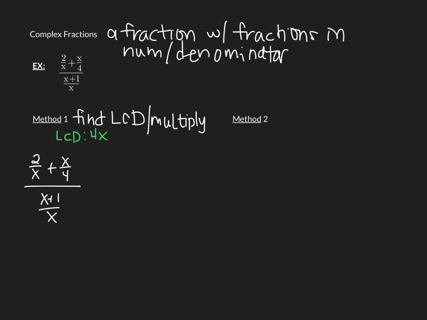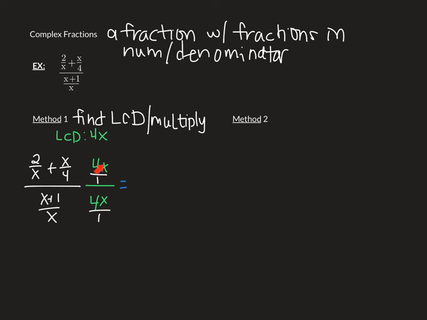Over x. Okay, and we're going to multiply both the top and the bottom by 4x over 4x. Now, what that really means we're multiplying by is 4x over 1 over 4x over 1. Now watch what this looks like. It's initially going to look a little bit more complicated.